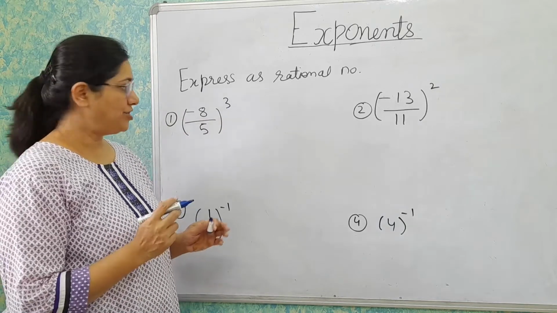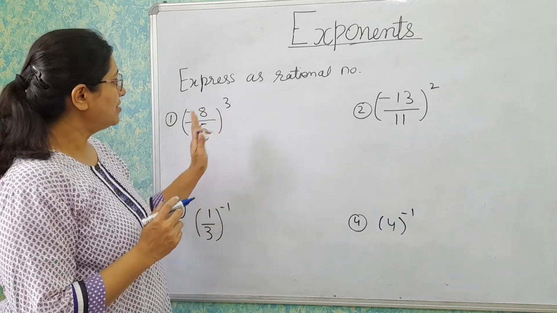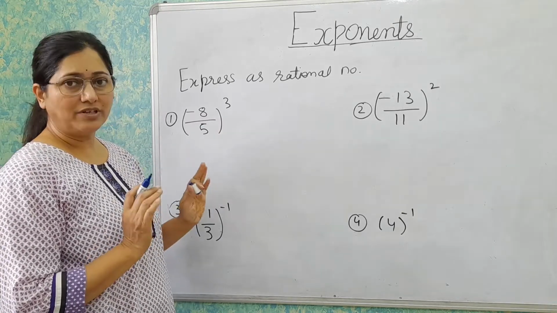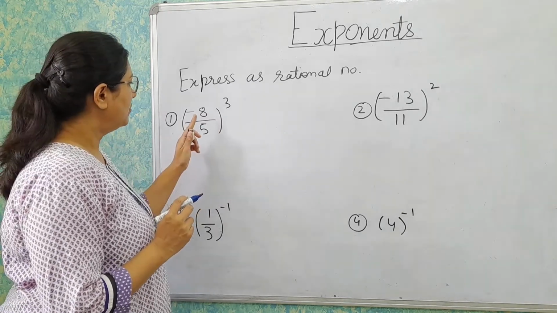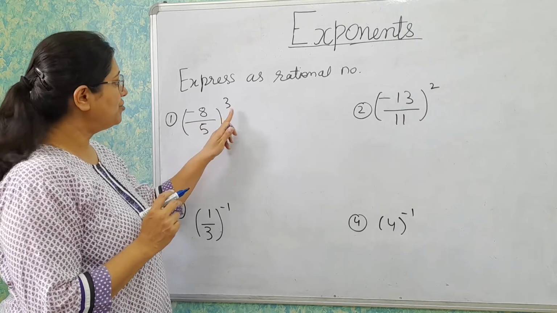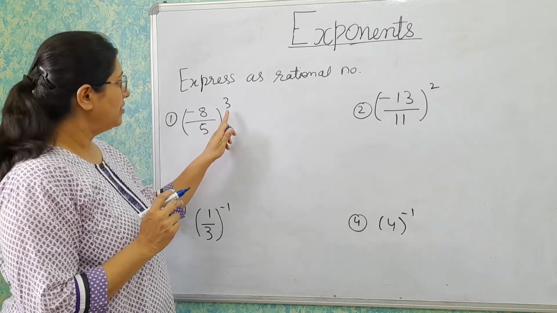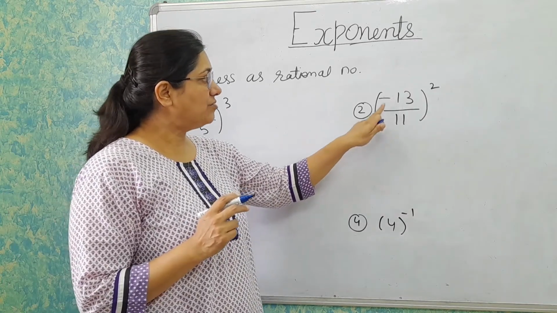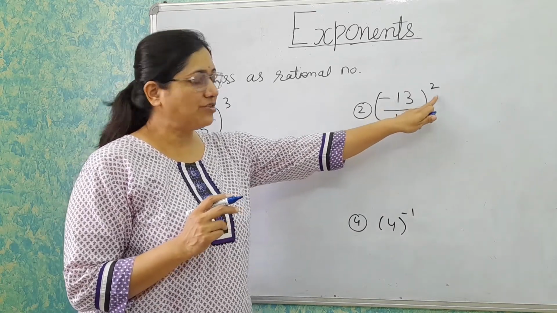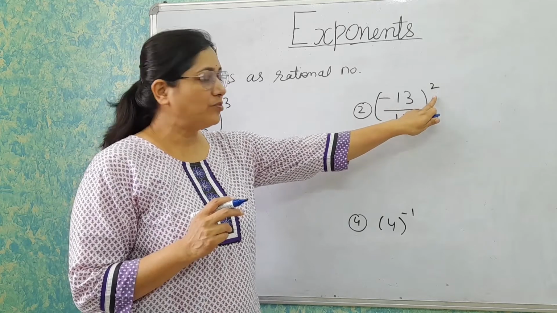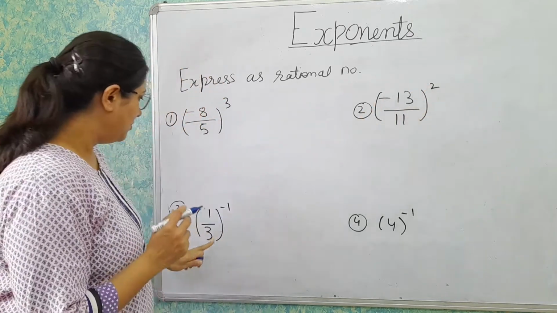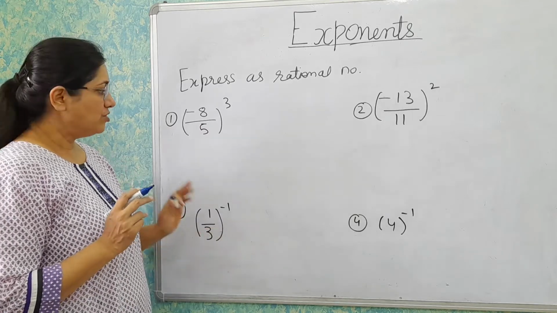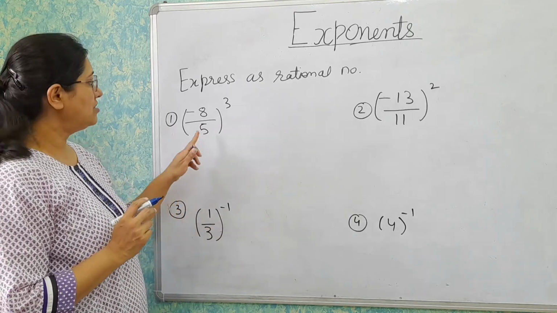Let's take one more question. Now we have to express all these numbers as rational numbers. First we will look at the numbers carefully. Minus 8 upon 5 raised to the power 3: the exponent is a positive integer. In the second question, minus 13 upon 11 raised to the power 2: again the exponent is a positive integer. But in these two questions, the exponents are negative. So first we will solve these two questions.